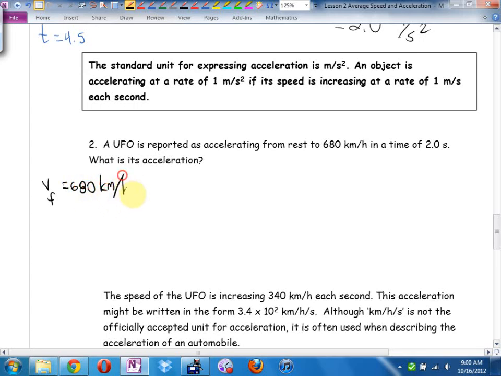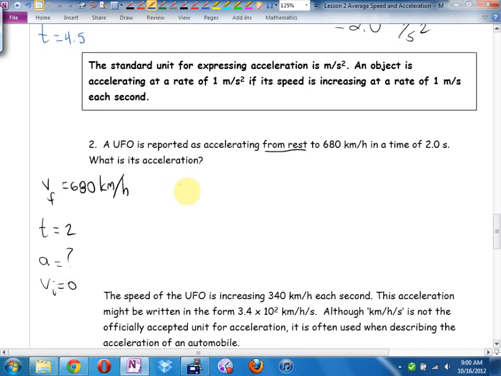And since this is weird units, this time I am going to write them out. What else do I know? Oh, 2.0, what's that? Time? What do they want me to find? Acceleration, all right, A equals question mark. That's not enough, I need one more thing. There is something else they told me. Oh, once again, from rest, VI is 0. Have I got an equation that has V final, VI, A, and T in it?